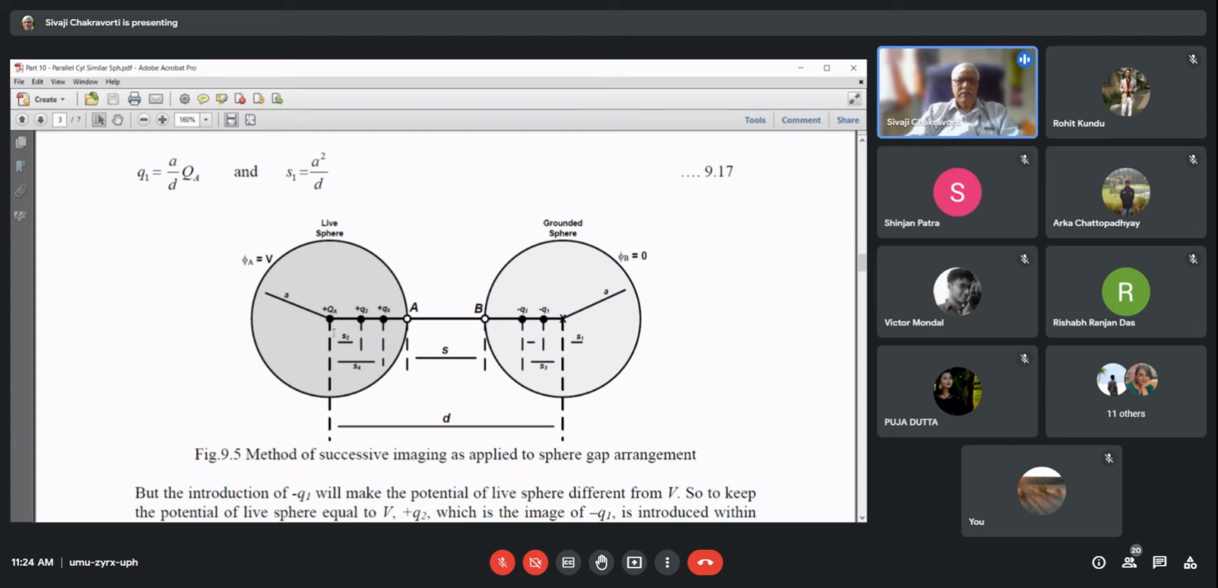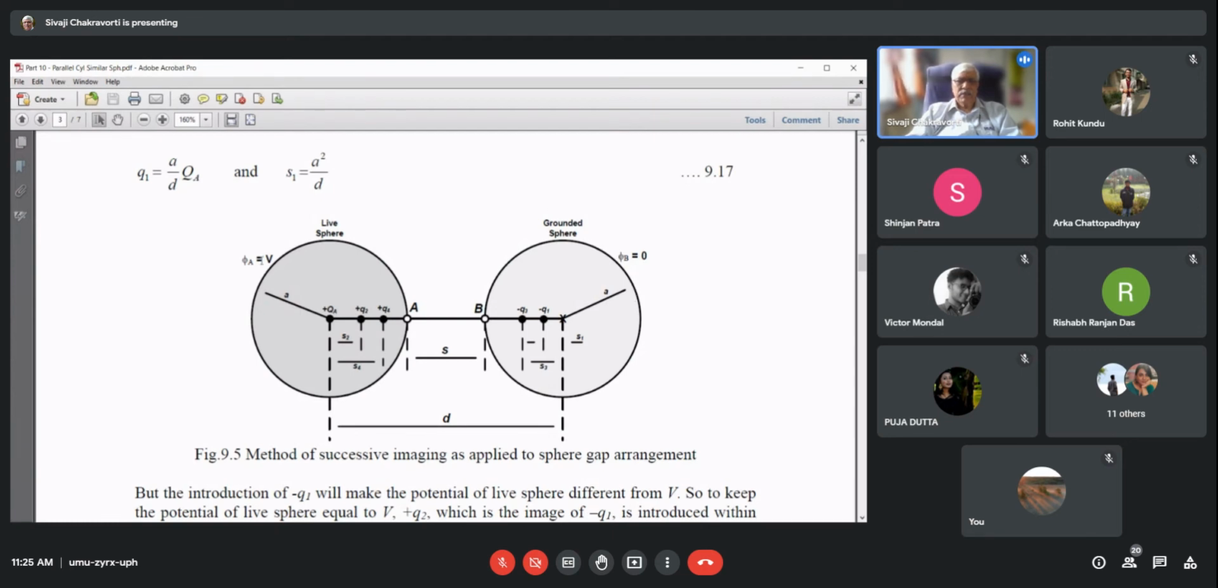The problem is, the plus QA and minus Q1 were making the potential of the grounded sphere 0. But now I have one more charge, plus Q2. So now the potential of the grounded sphere will not be 0. So I will have to take another image of plus Q2 as minus Q3. Then plus Q2 and its image minus Q3 will again make the grounded sphere potential 0.